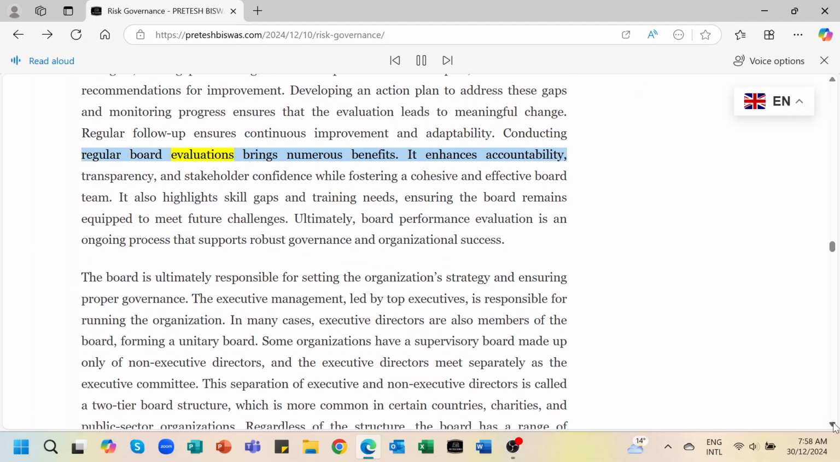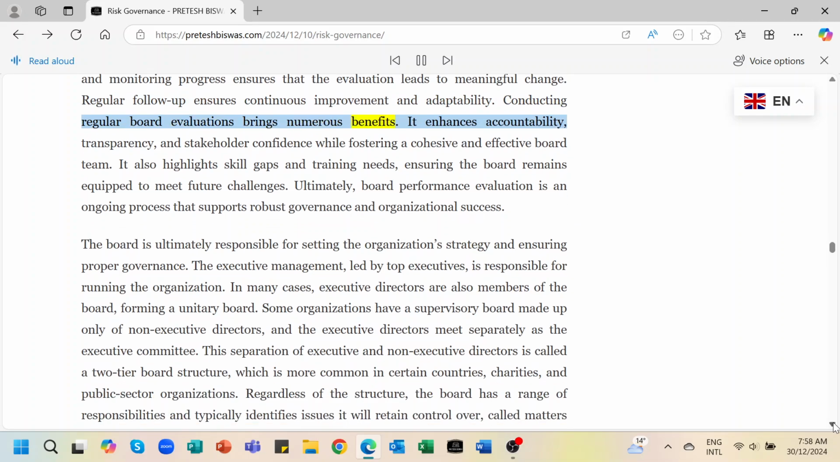Conducting regular board evaluations brings numerous benefits. It enhances accountability, transparency, and stakeholder confidence while fostering a cohesive and effective board team. It also highlights skill gaps and training needs, ensuring the board remains equipped to meet future challenges. Ultimately, board performance evaluation is an ongoing process that supports robust governance and organizational success.